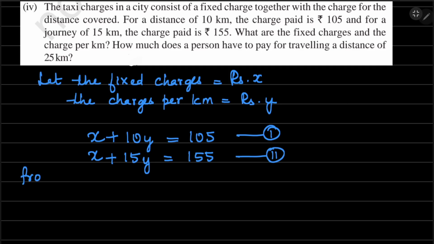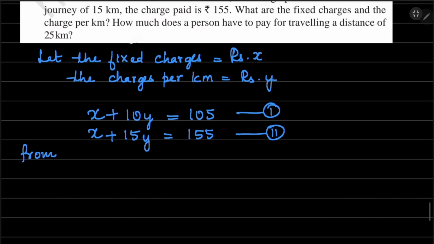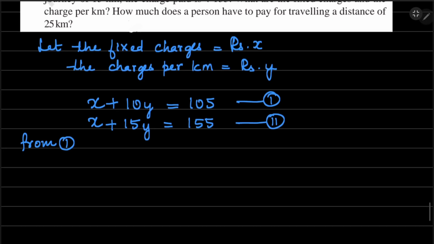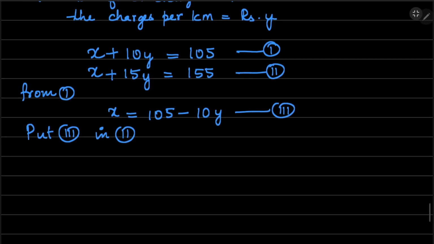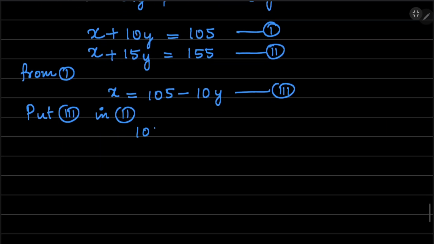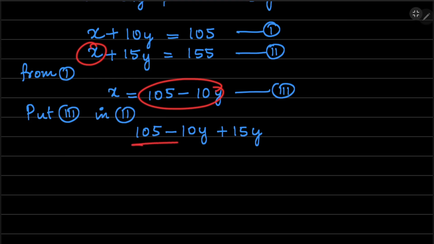So, as all these questions have to be solved using the substitution method, from 1, I can write X is nothing but 105 minus 10Y. So this is my equation 3. You can put equation 3 in equation 2. So what do you get? In place of X, I will write 105 minus 10Y, plus 15Y. This is what I'm just substituting for X here. So this is X plus 15Y, which continues as it is, equal to 155.